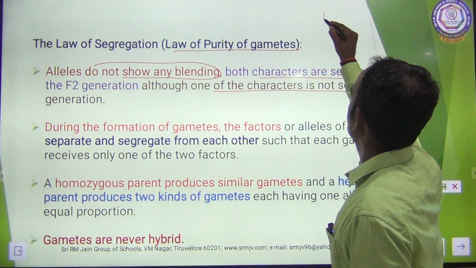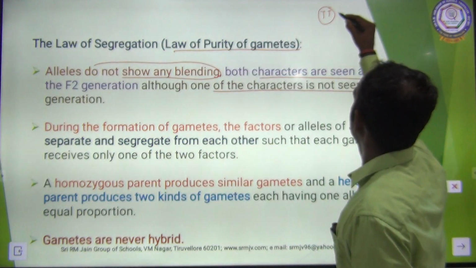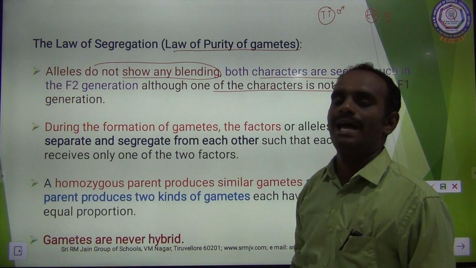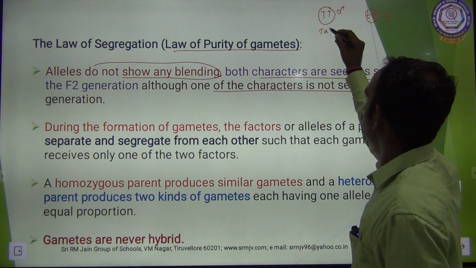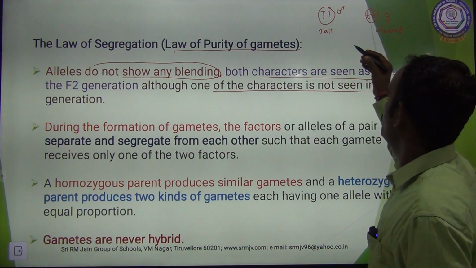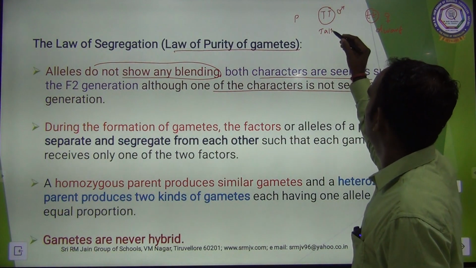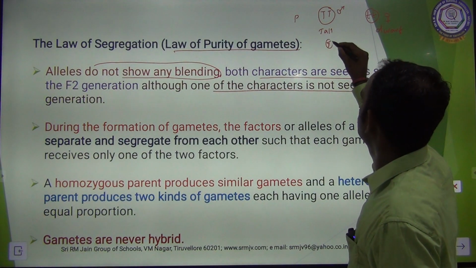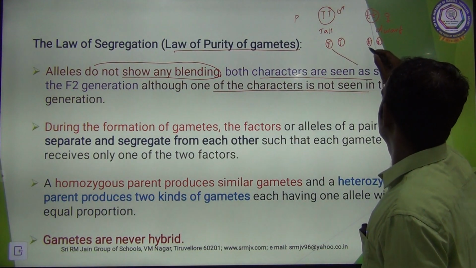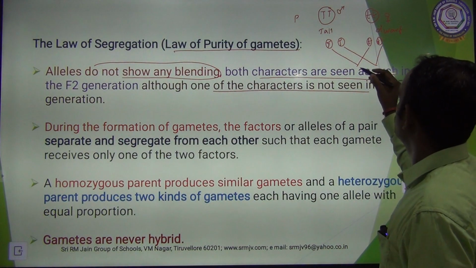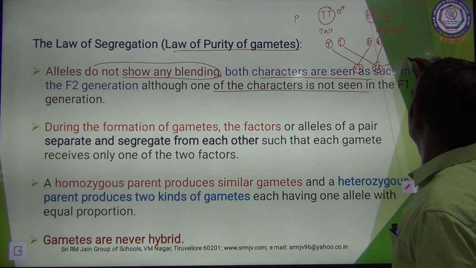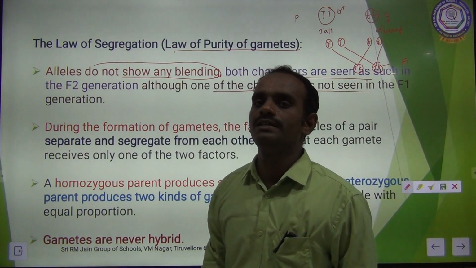For example, see, this is the male plant, homozygous tall. This is dwarf, homozygous recessive. This is the parent generation, gametes. This is the F1 generation. The F1 generation is tall.